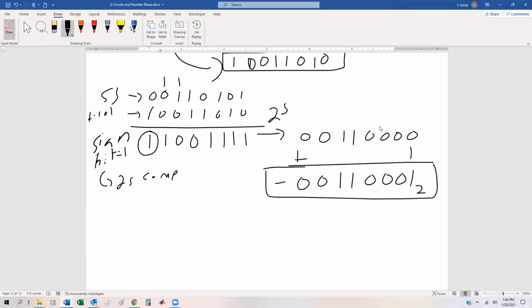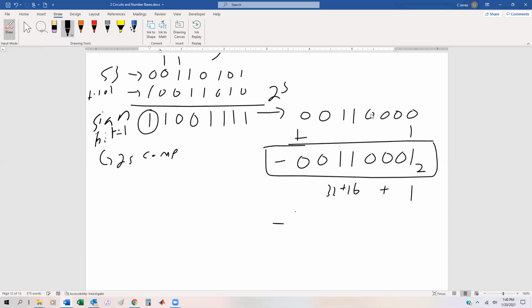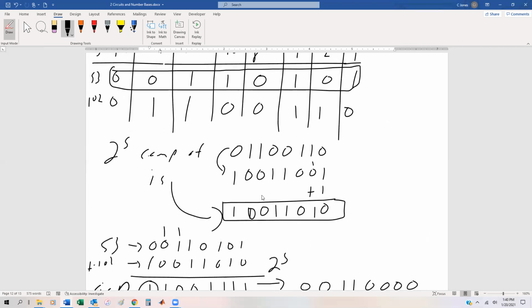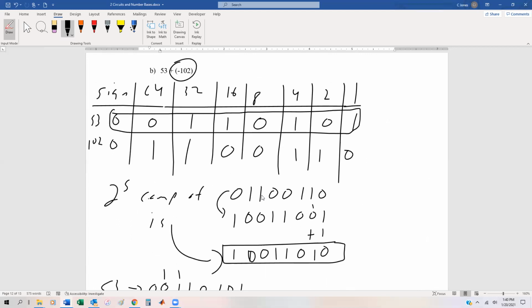All right, so in decimal, this is a 1, 2, 4, 8, 16, and 32. All right, so 32 and 16 is 48, 48 and 1 is 49. So this is negative 49 in base 10, which makes sense. All right, so that's the process that the computer uses to be able to add both positive and negative numbers within a given domain.